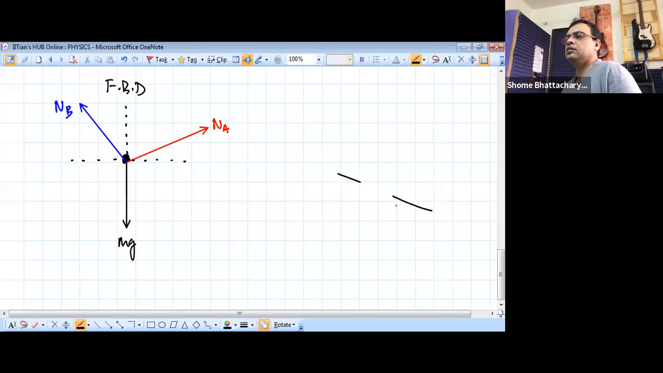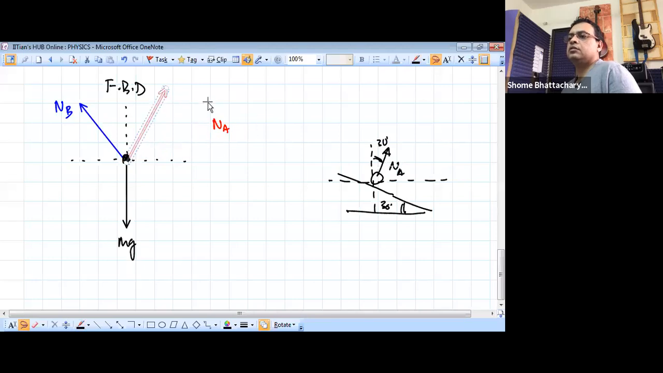This surface was at an angle of 30 degrees. So the normal reaction that it applies here, this NA, will be at 30 degrees to the vertical. Just remember this simple geometry. This angle will be the same as this angle. So that is why this should actually be more like this. This should be at 30 degrees to the vertical. So this angle here should be 30 degrees.